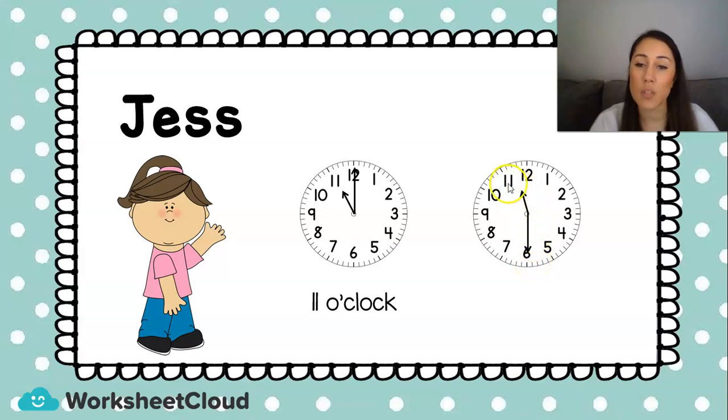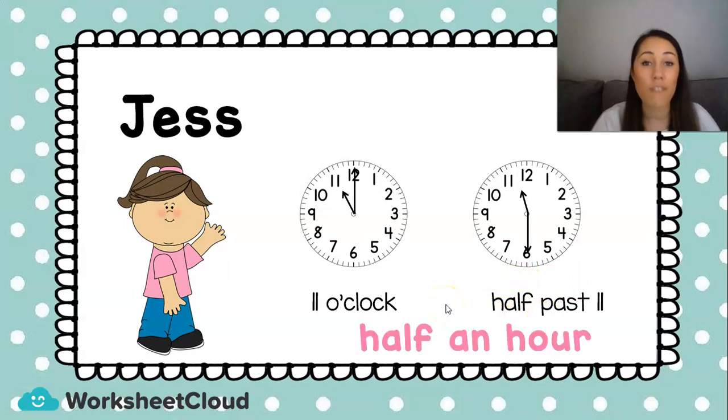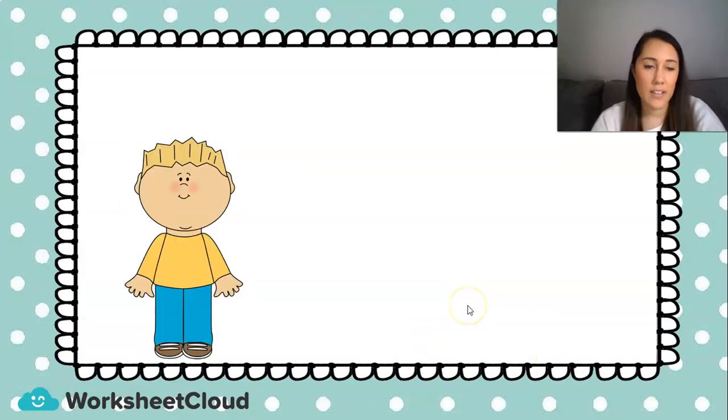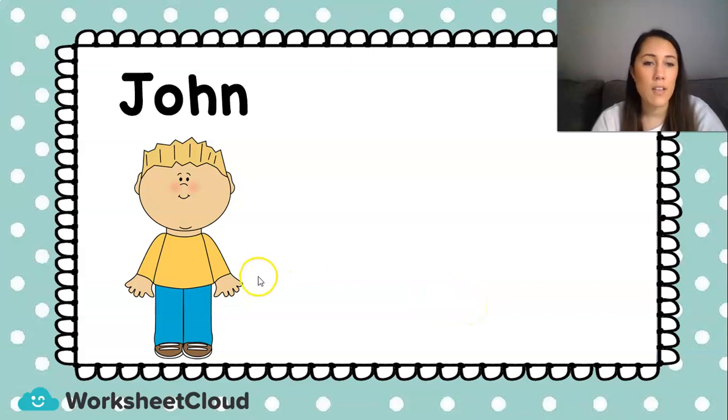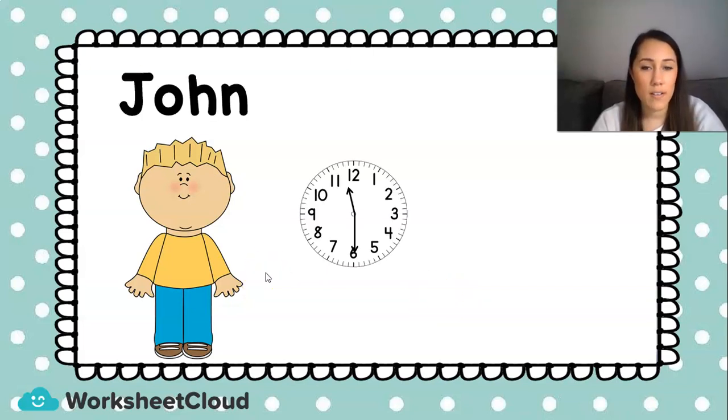My short hand is between the 11 and the 12, so it is 11:30. Well done, 11:30. So how much time passes from when mom has to collect Jess? We have a half an hour. Well done. The long hand went from the 12 all the way around to the 6, and a half an hour has passed. Okay, so this is now the older brother, and his name is John.